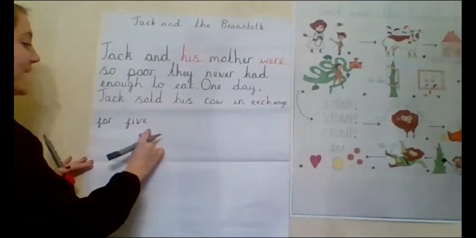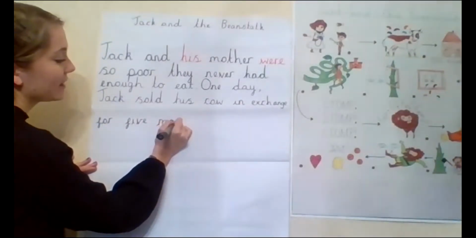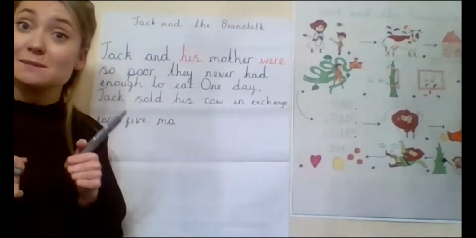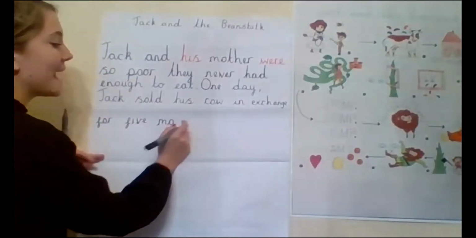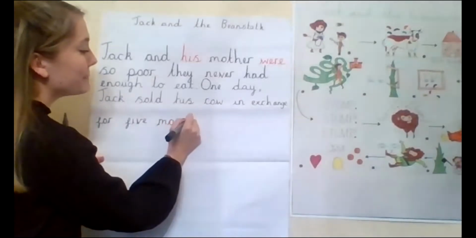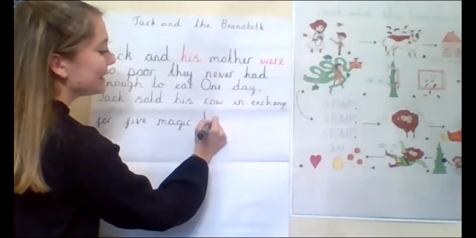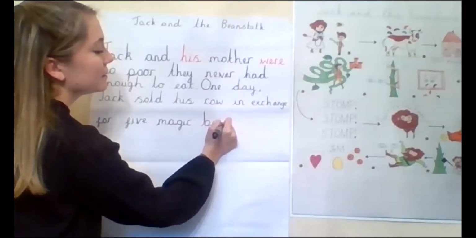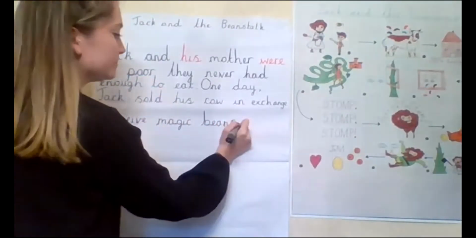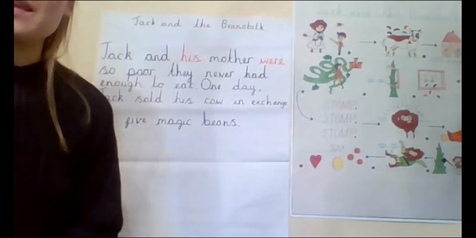Jack sold his cow for five magic, and now it's that sound as well. Do you remember in giant, the G sometimes makes the J sound? Magic beans. Beans. Full stop. Okay.